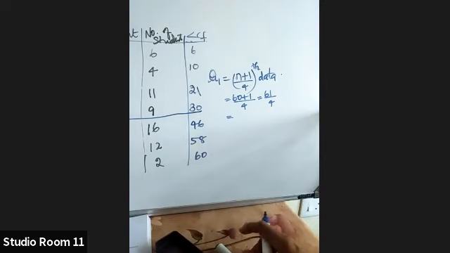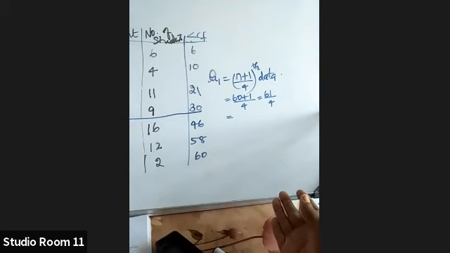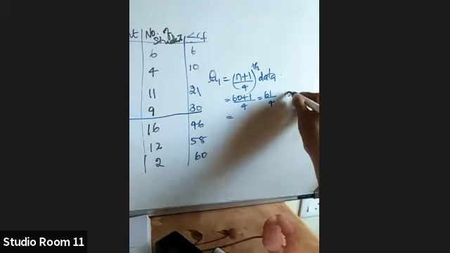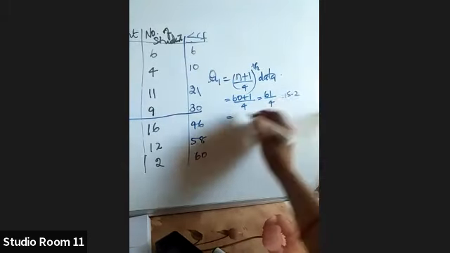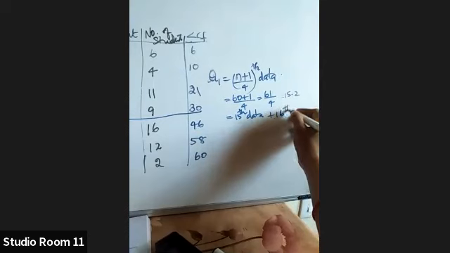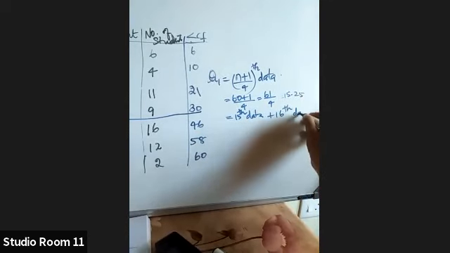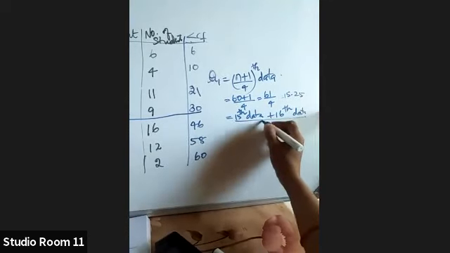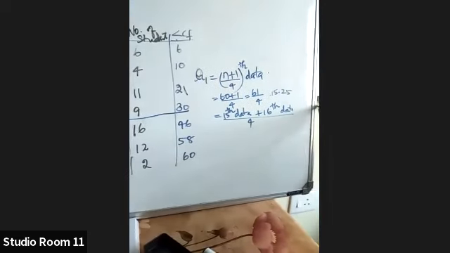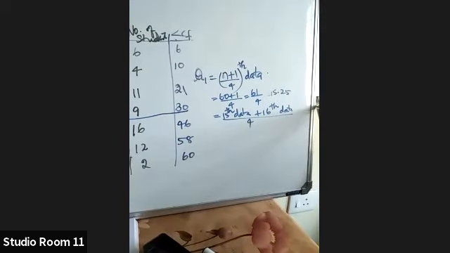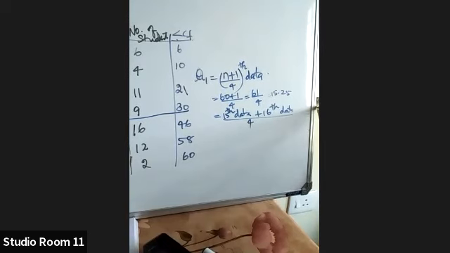61 by 4 means you will get 15.25, isn't it? It is lying between 15 and 16. So what you can do is take the 15th data and the 16th data. So what is the 15th data and what is the 16th data?